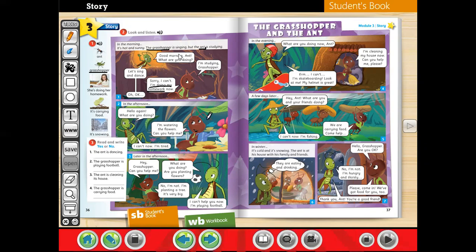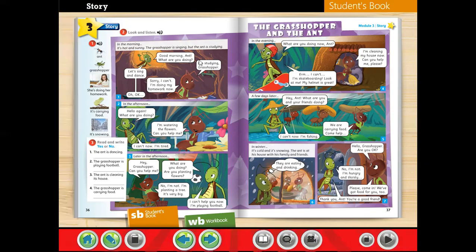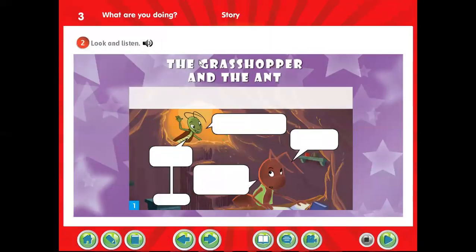Good. Now, let's answer some questions, okay? Let's answer some questions about the story. Let's see. Look at the picture one, okay? Valeria Parra, Valeria, look at the picture one. What is the ant doing? La hormiga. Yes, what is the ant doing?